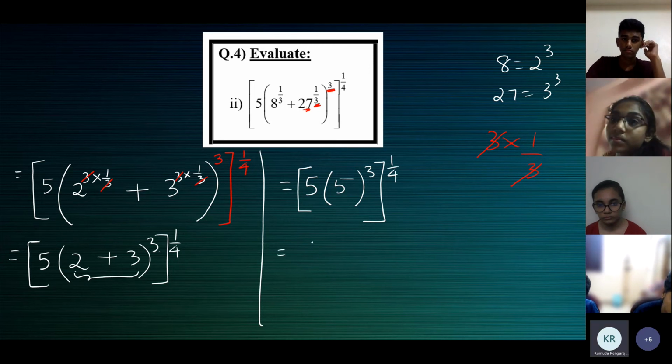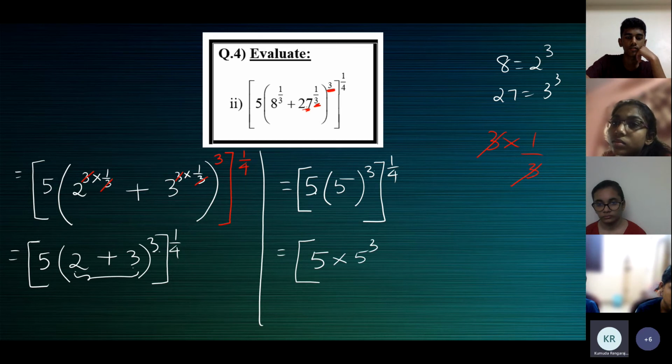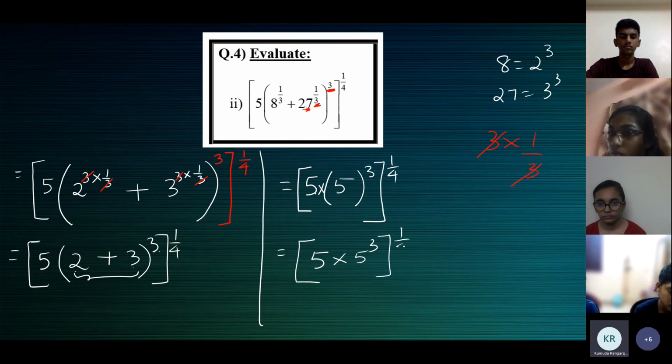Now this is nothing but: open the square bracket. 5 into 5 cubed. It's multiplication. There's no sign, so it's multiplication. 5 into 5 cubed. See here, 5 into 5 cubed. Close the square bracket. 1 by 4.